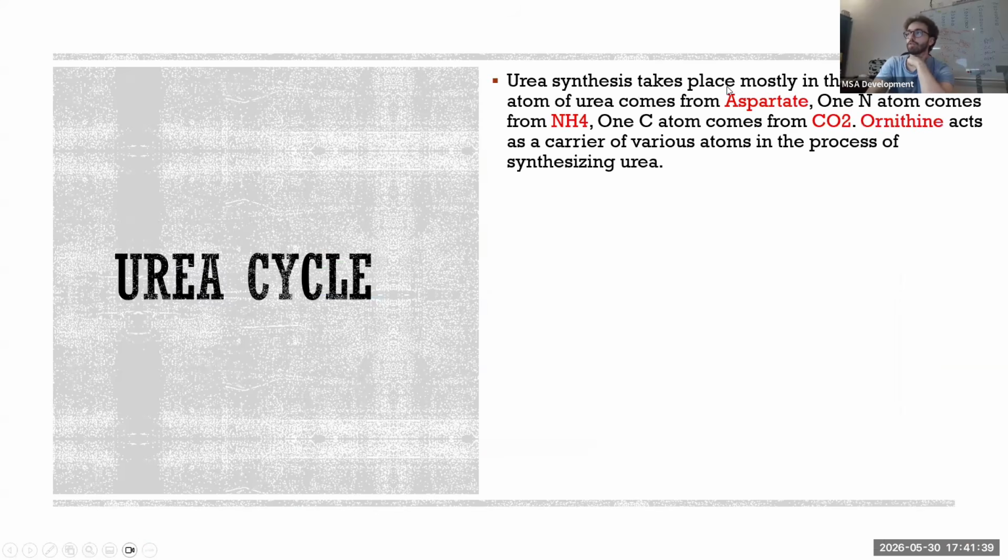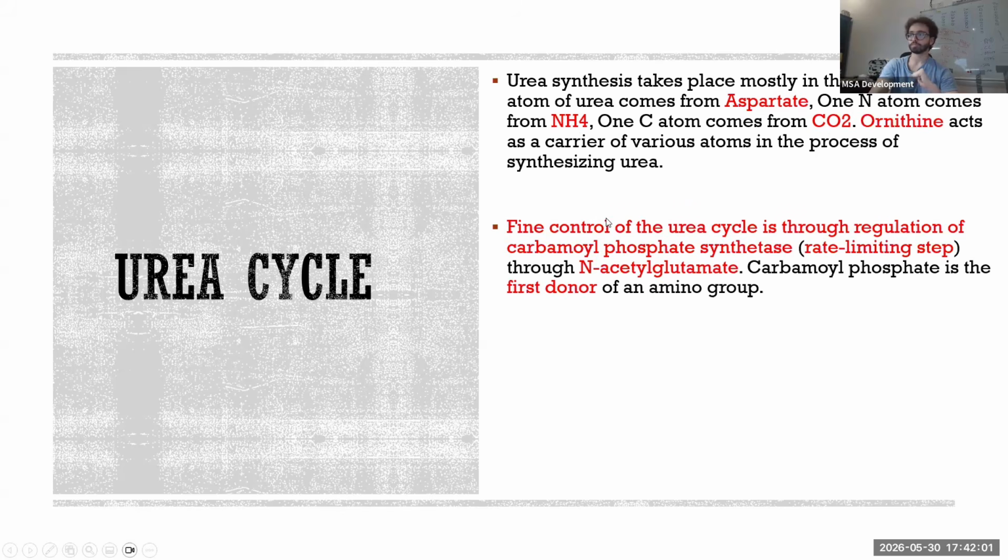So urea synthesis takes place in the liver. Of course, something that's good to know is one nitrogen atom comes from aspartate. This is important to know. A question could be like, which amino acid gives us a nitrogen in the urea cycle? You'll be like aspartate. Another nitrogen comes from ammonia, and a carbon comes from carbon dioxide. Remember this. As we said, ornithine acts as a carrier.